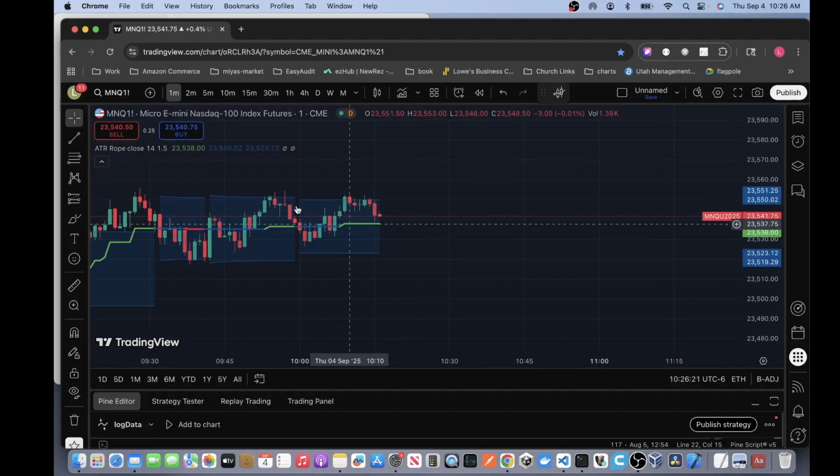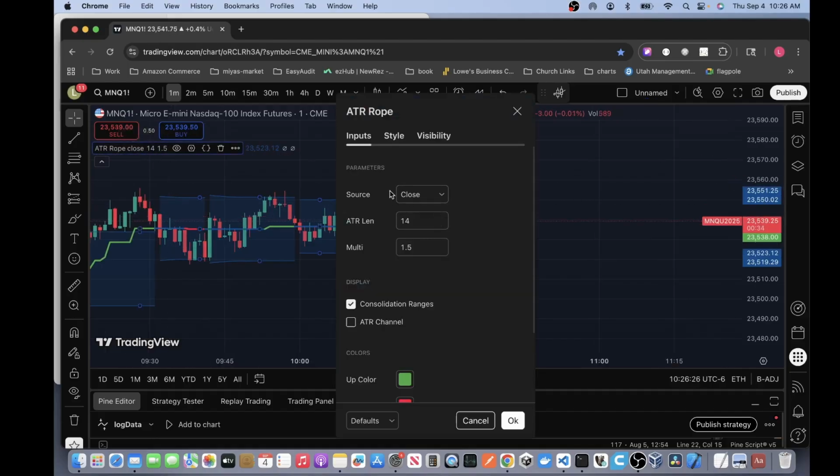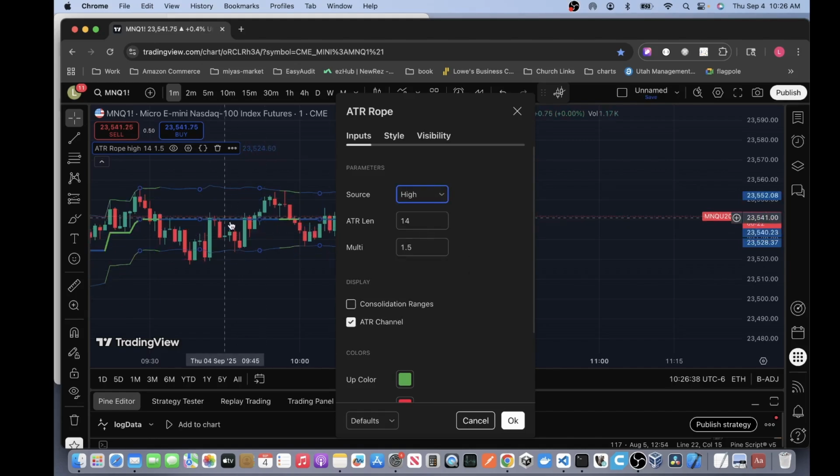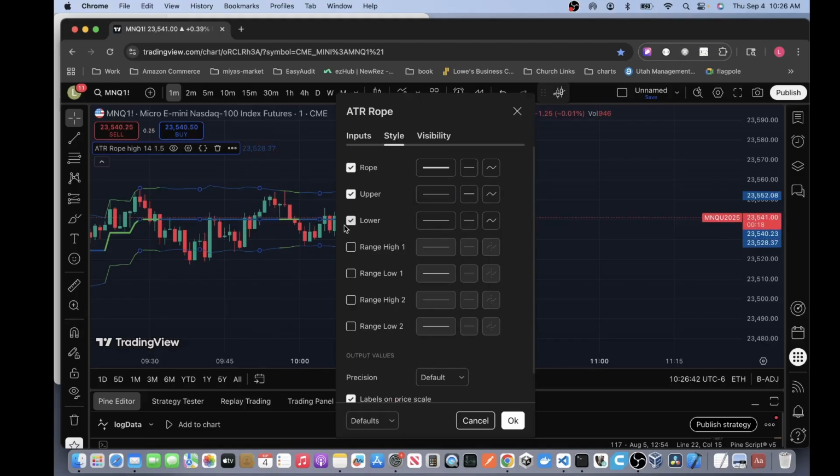Okay, we've talked about the default settings. Let's talk about how I use this. Instead of going as your source on the close, we actually want to hide the consolidation range and show the ATR channel. And then we're actually going to use this indicator twice. So we're going to have the first one show the high. So we're going to have the ATR on the high of the candles. And we're going to hide the lower line.